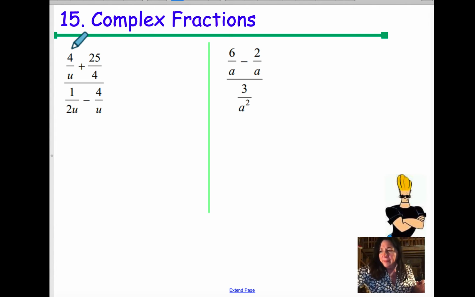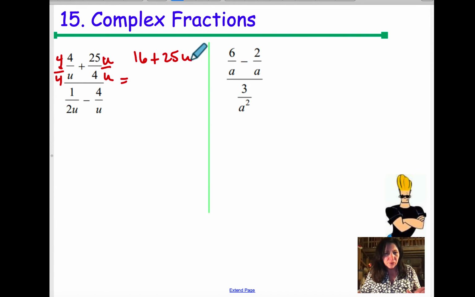In combining those denominators, we're going to multiply this term by 4 over 4. And this term here, I'm going to multiply by u over u. Because that's going to give me a common denominator, 4u. And on the numerator, I'm going to get 4 times 4, which is 16 plus 25u. And this is all over 4u. And this is divided by, and then I've got 2 more terms on the denominator.